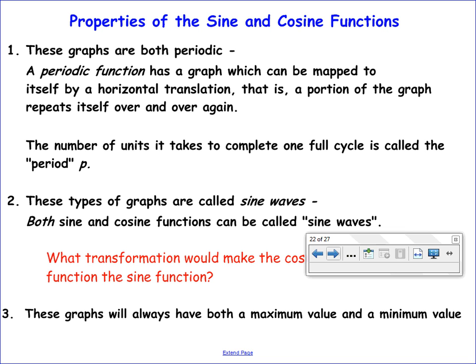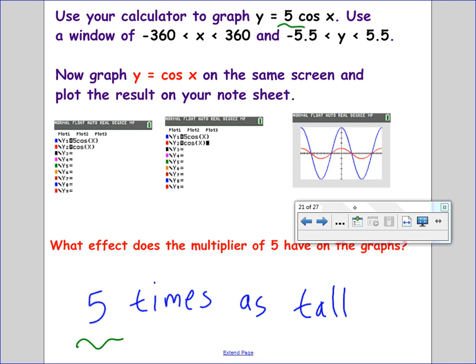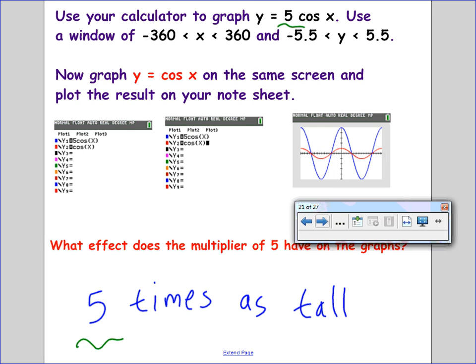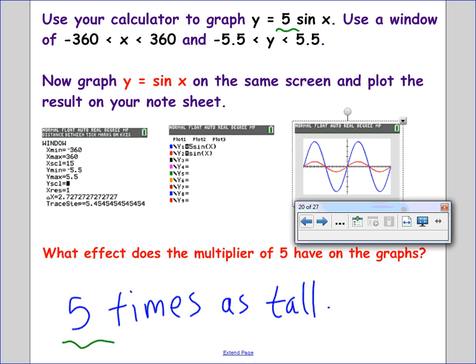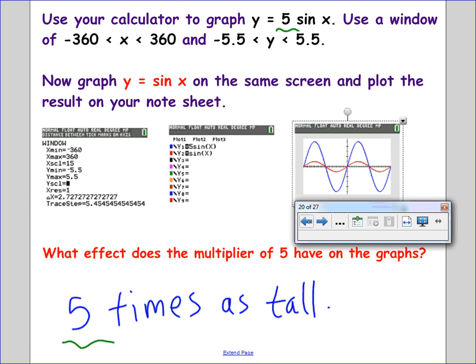Both sine and cosine functions can be called sine waves, even though cosine is a different function. What transformations would make the cosine function the same? Well, gosh, these look similar, don't they? They look similar, but not the same. What would make the cosine the same as the sine function? Could I translate that and make them the same? What would I have to do to this cosine function to make it the same as the sine function? See the picture? What could I do to make those match?